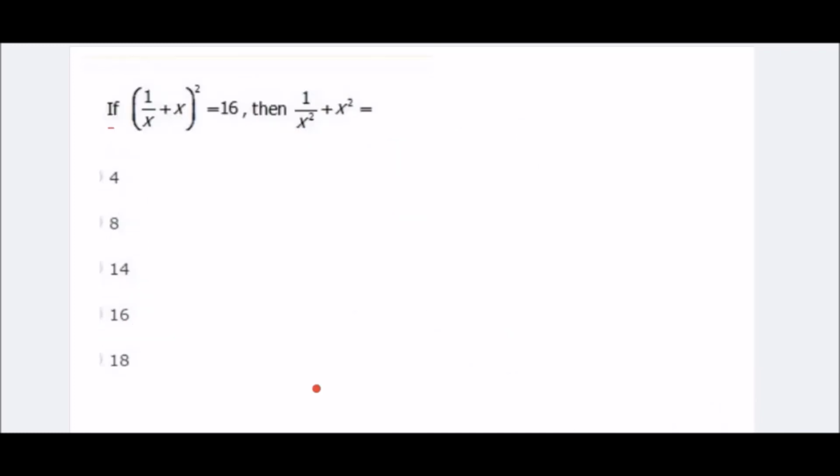So here is our next question. If bracket 1 by x plus x whole square is equal to 16, then 1 by x square plus x square is equal to what? So we can easily see here it is in the form of a plus b whole square. So we will open that formula here and see what will happen.